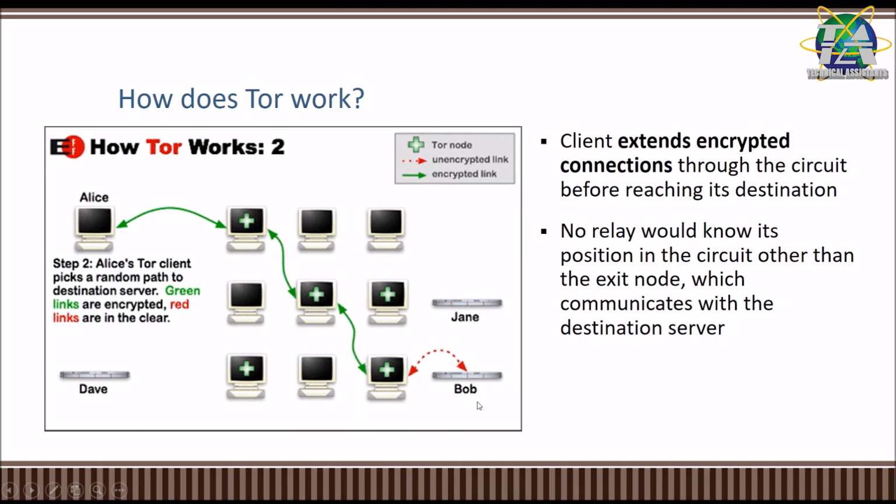Now, Tor works in such a way that no relay in the circuit would know its position in the circuit, other than the exit node itself. The exit node is an exception because the exit node is used to communicate directly with the destination server. So the exit node will know that it's an exit node, but it would not actually be able to know where the data is coming from and where it's sending to because of the way Tor works.